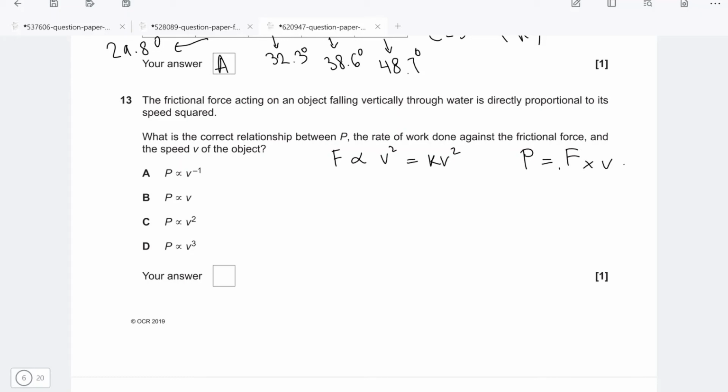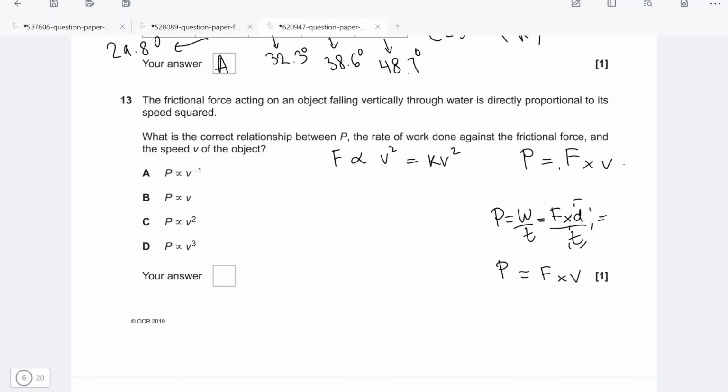If you forget this formula, you can derive that really easily. I can do that over here. Power is energy or work done divided by time, the rate of work done. Work done is force times distance. When we divide that by time, d over t is actually giving us the velocity. So power is equal to force multiplied by velocity.